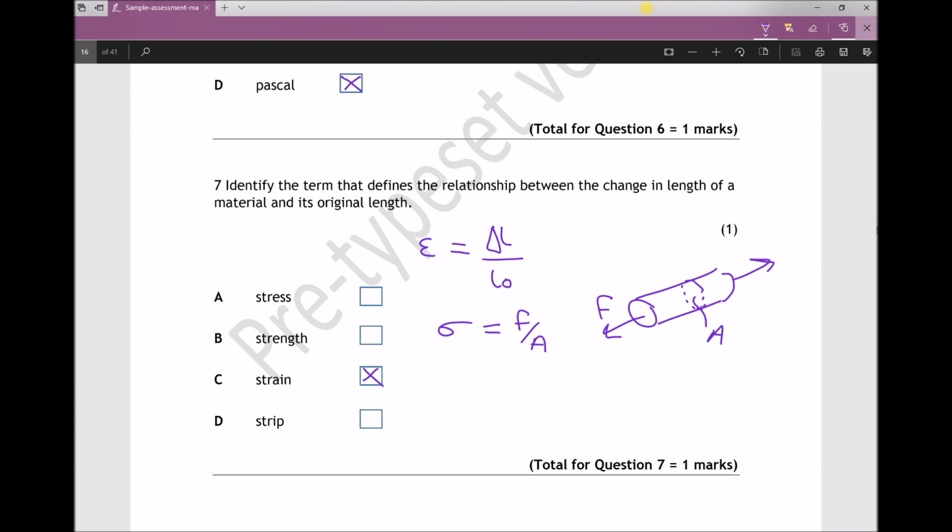And strength is something different also. Strength is a measure of how much stress a piece of material can take before it breaks. So when we talk about the strength of a material, we're not talking about how much it stretches. What we're talking about is at what point does it fail. So again, we can rule out strength. And D, strip. To my knowledge, there's no mechanical context for a variable called strip. Therefore, the only answer again can be strain.